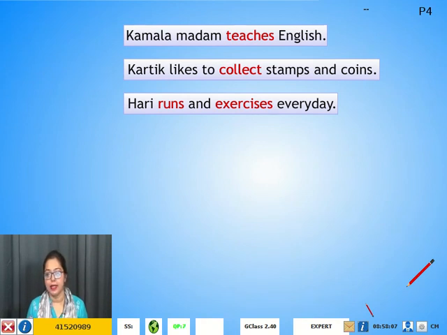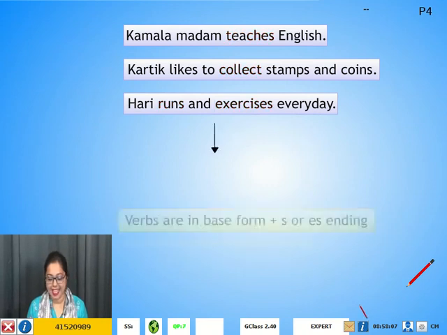Look at the next sentence. Karthik likes to collect stamps and coins. In the second sentence, s is added to the main verb like. Now have a look at the third sentence. Hari runs and exercises every day. So exercises, es is added. I hope till here the concept of simple present tense is clear to all of you.